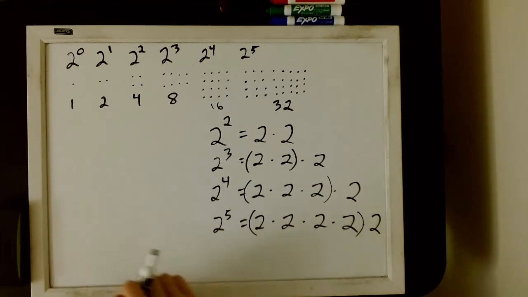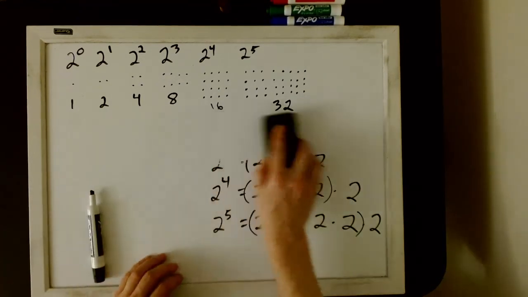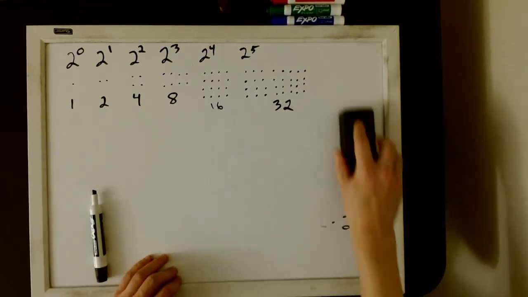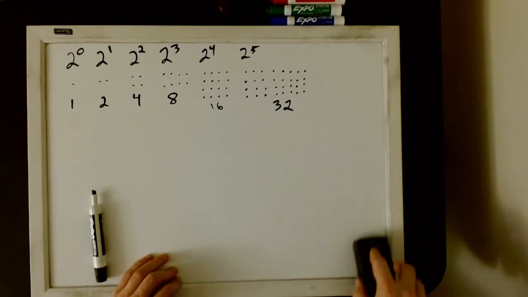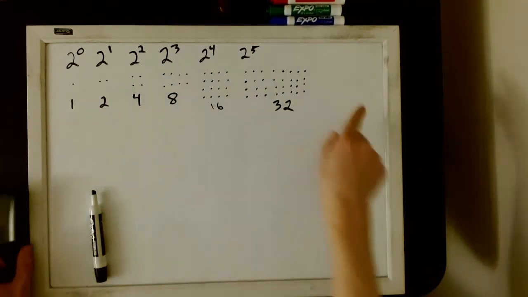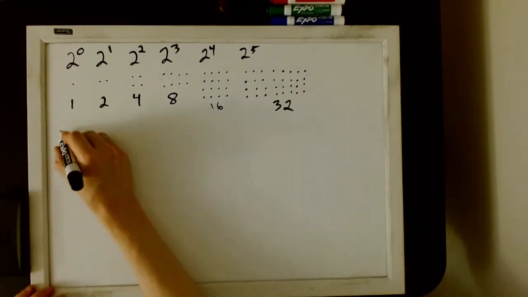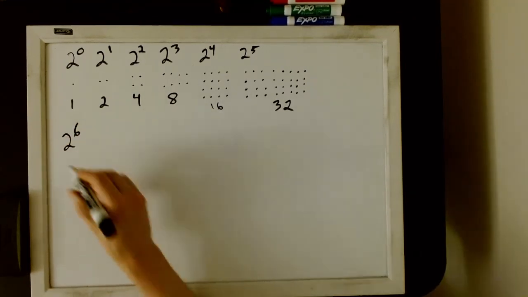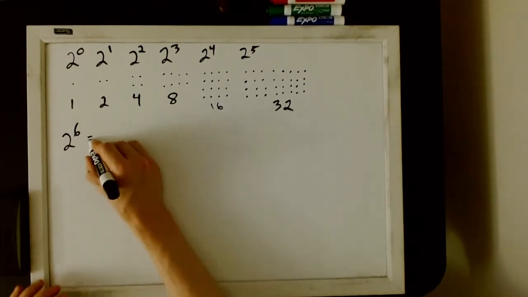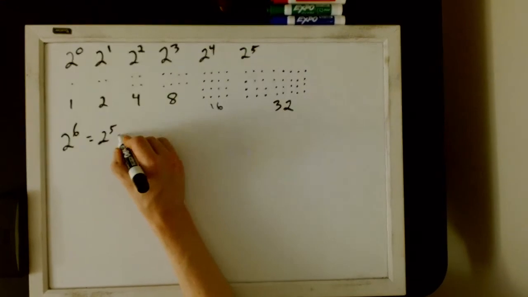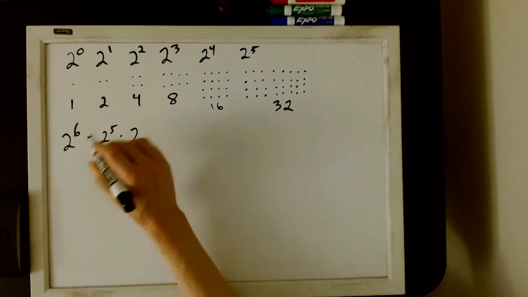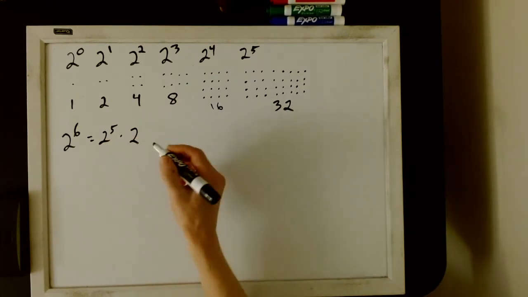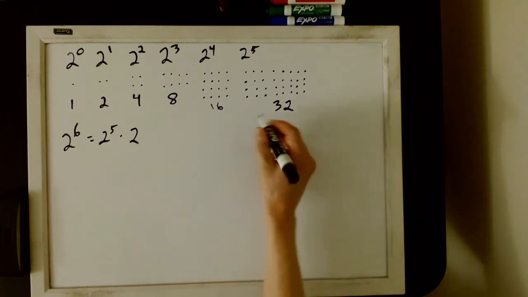Let's keep going, because I've found this visualization gets more useful the higher these numbers are. So let's do a couple more. For example, how about 2 to the sixth power? Well, it's the same thing. It's 2 to the fifth times 2, repeated multiplication. Exponentiation is repeated multiplication. So we got our 32.